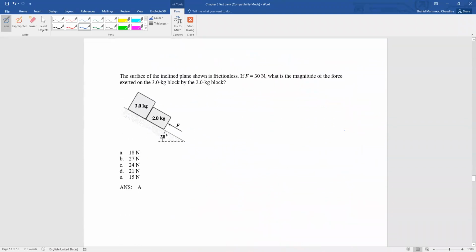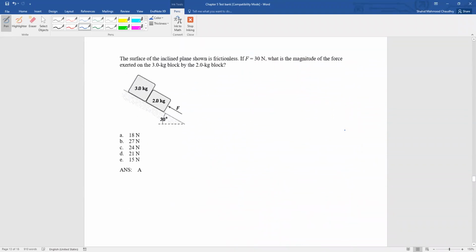Okay. After this, the surface of the incline. Now you can see the 2 blocks are placed on an inclined plane. This is another game. On the plane, the surface is frictionless. If F is 30 Newton, what is the magnitude of the force exerted on the 3 kg block by the 2 kg block? So how much force is the 2 kg block exerting on the 3 kg block?